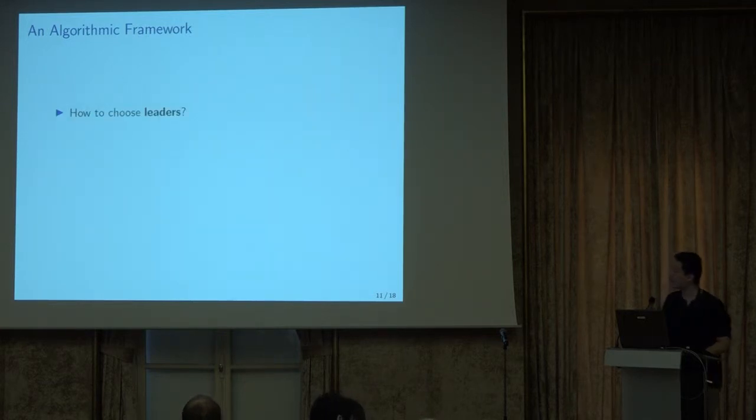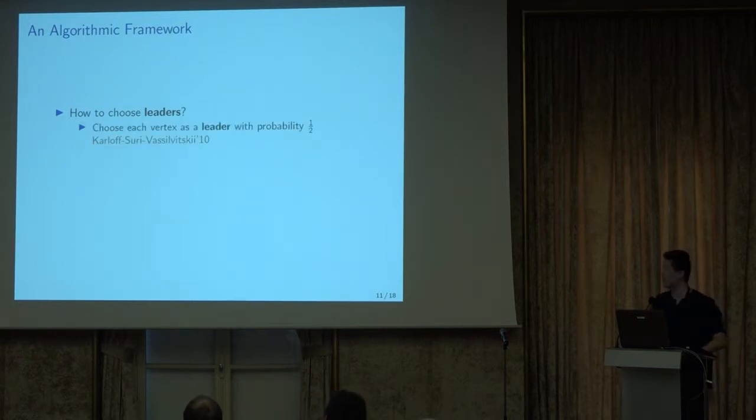So a problem is how to choose leaders. In the original paper, they choose leader with probability 1/2. So in each round, they can choose a constant fraction of the vertices as leaders. And there's also a constant fraction of the vertices which are non-leader vertices. So for each non-leader vertex with at least a constant probability, it will have at least one leader neighbor. So each round, we can contract a constant fraction of the vertices.